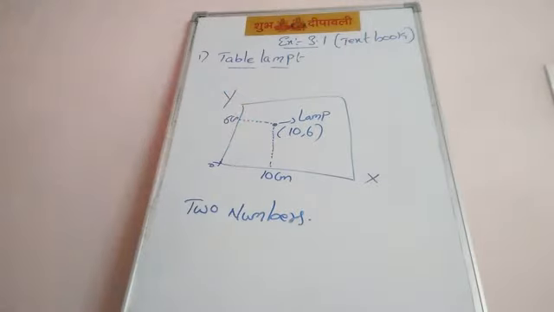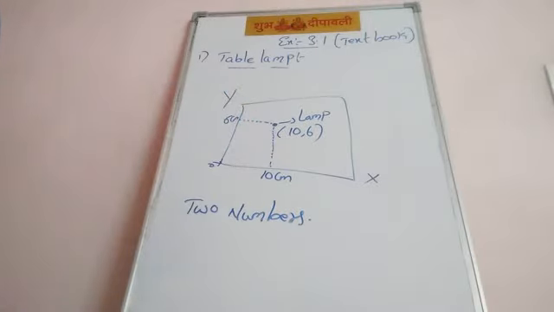So what have we understood, students? To represent any point in a plane, we require two numbers. The first number will be related to the x-axis, and the second will be related to the y-axis. Okay students, we will move to the next problem, the second problem.